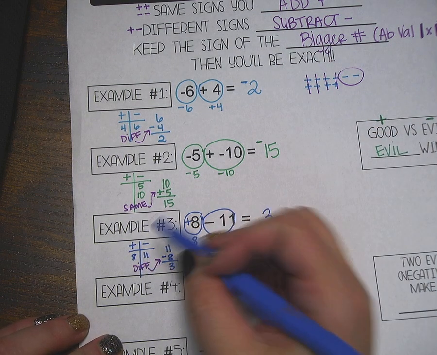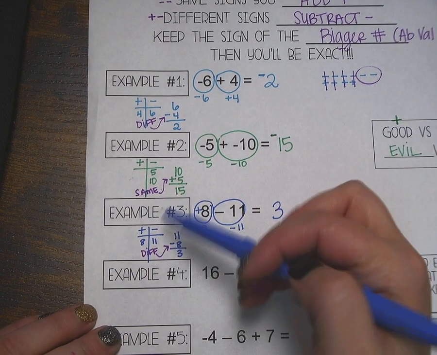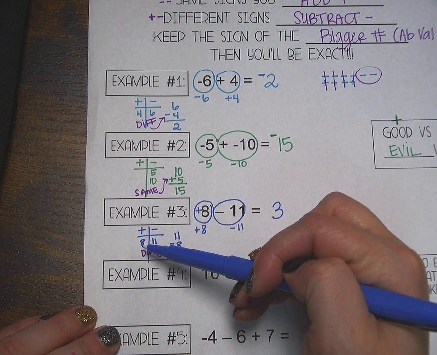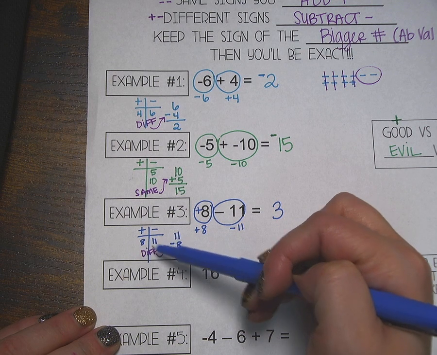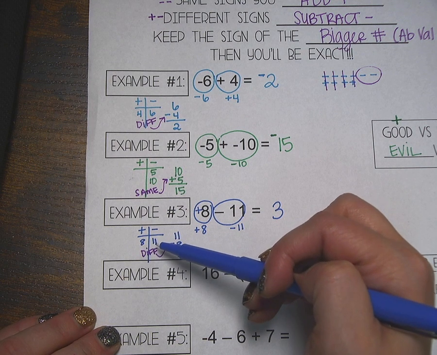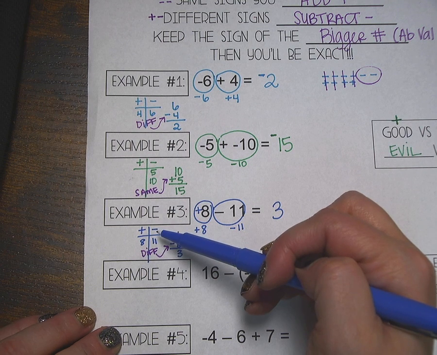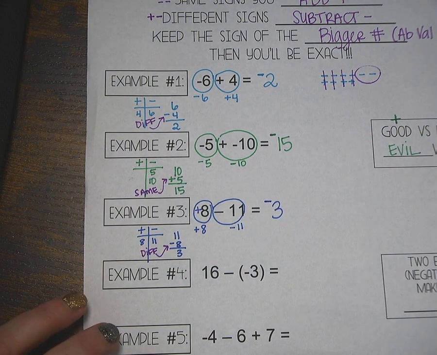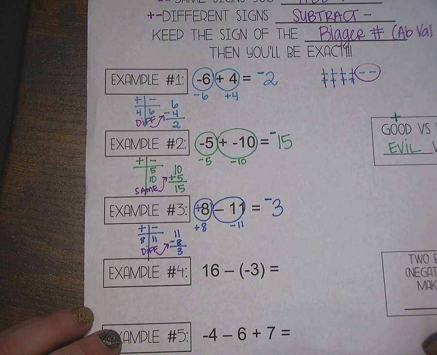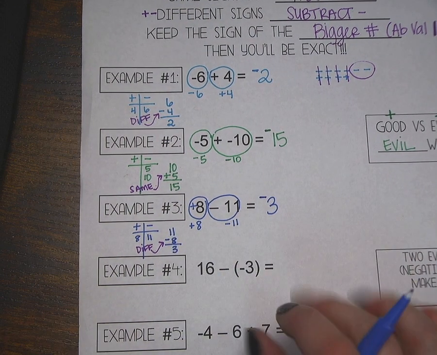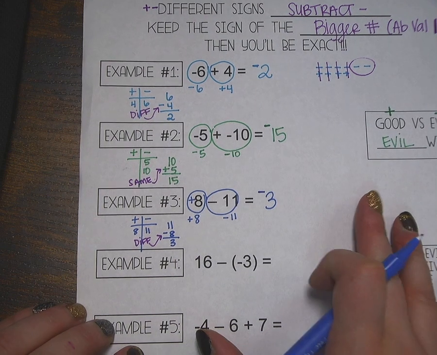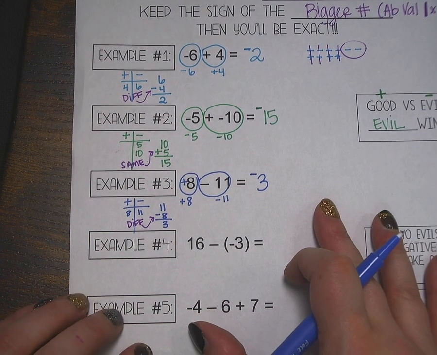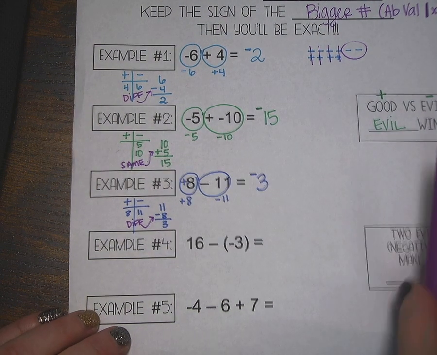And then I have to decide who wins, who has more teammates. Does the positive team have more or does the negative team? Well, 11 is bigger, has a bigger absolute value than the 8. So therefore, the negatives win. Team negative wins. Okay? Again, if you wanted, you could draw some counters to quickly prove your answer on these if you were struggling. All right, example number 4.